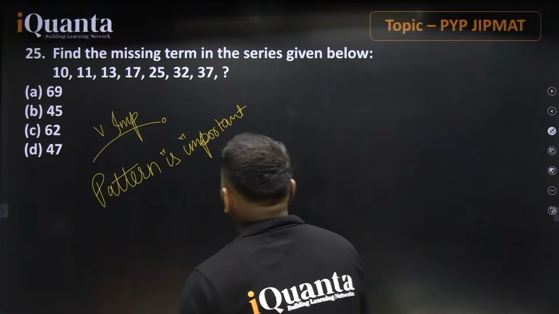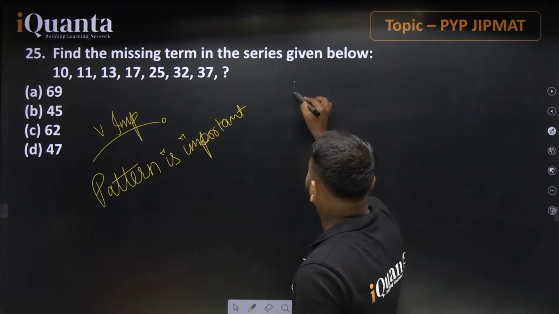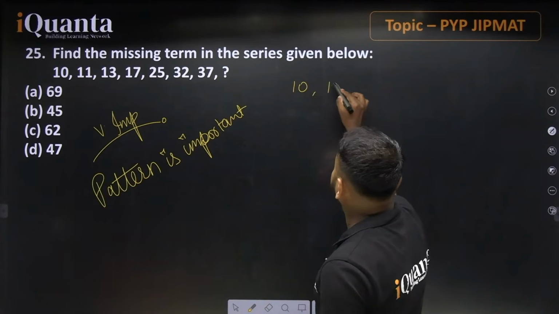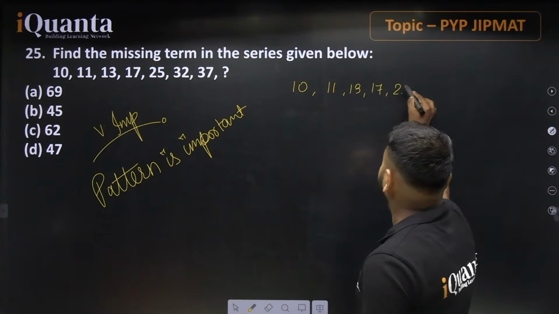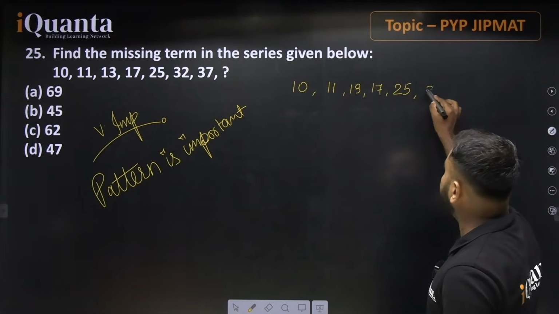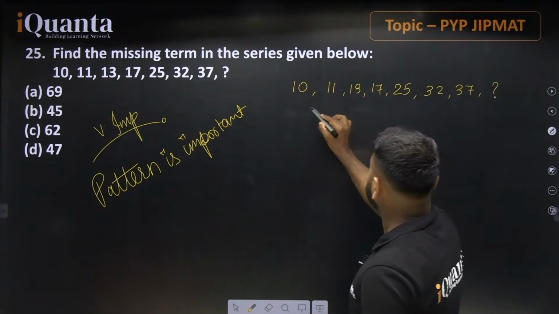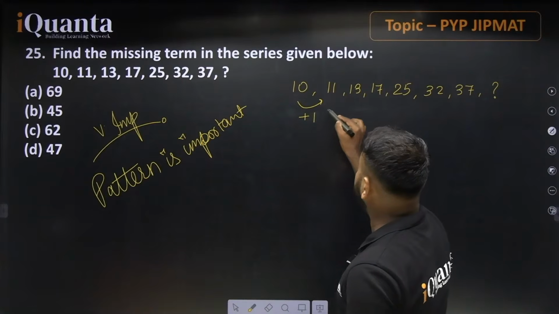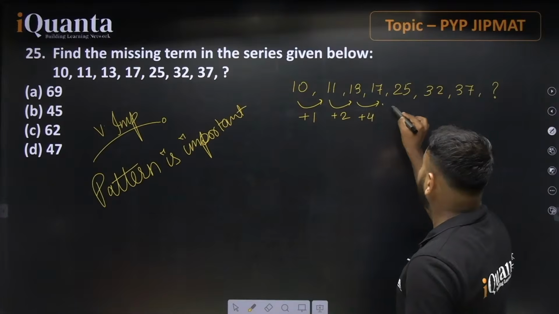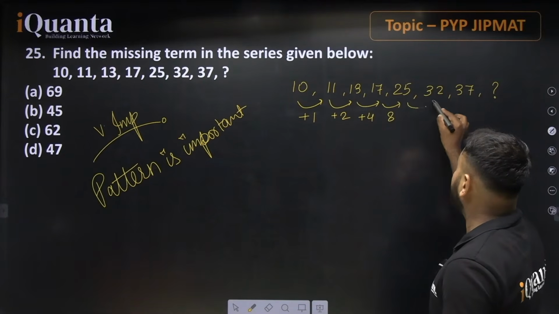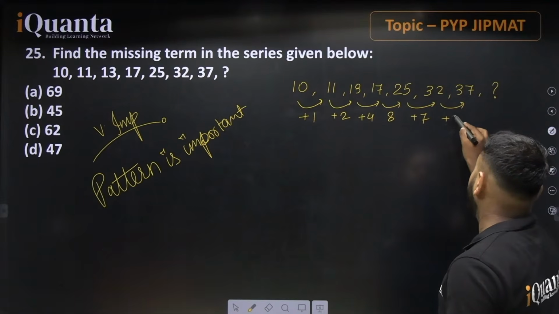10, 11, 13, 17, 25, 32 and 37. I'm just going to tell you how it will work out, beta. 10, then 11, then 13, then 17. Next value is 25, next 32, next 37, and then the next value we need to find. If we go for the difference, the value is 1 here, 2 here, 4 here, 8 here. Next we have 7 and next we have 5, correct?